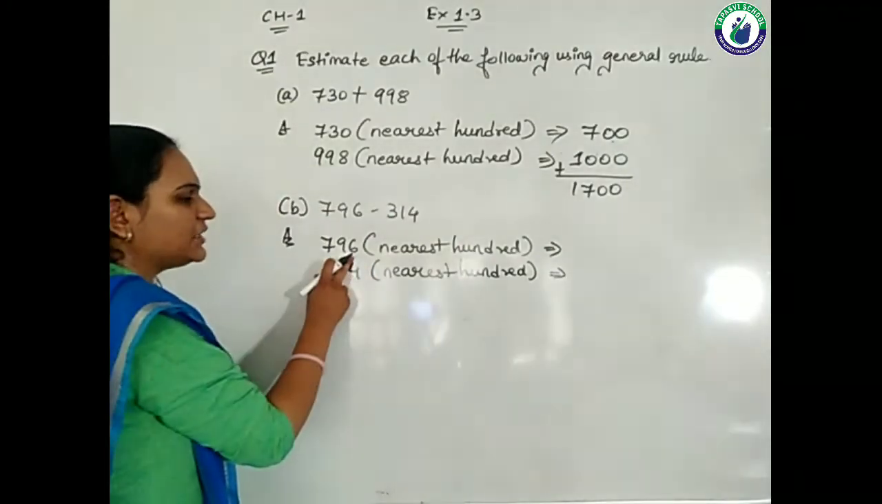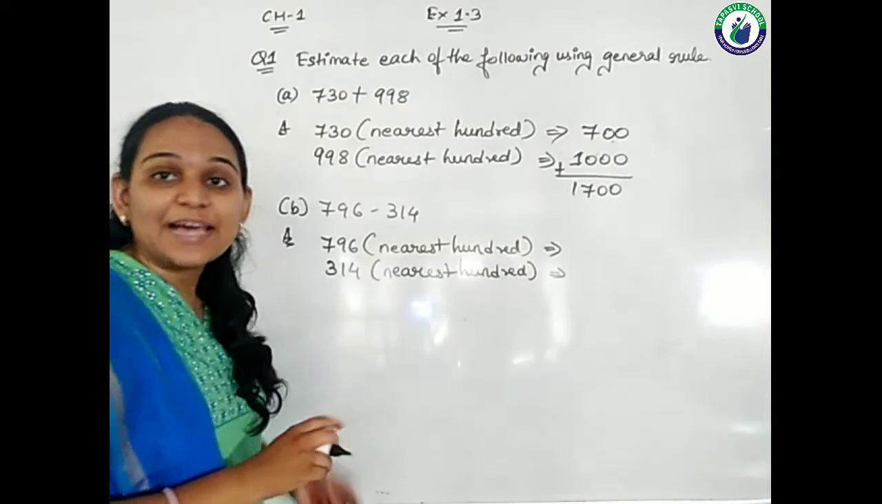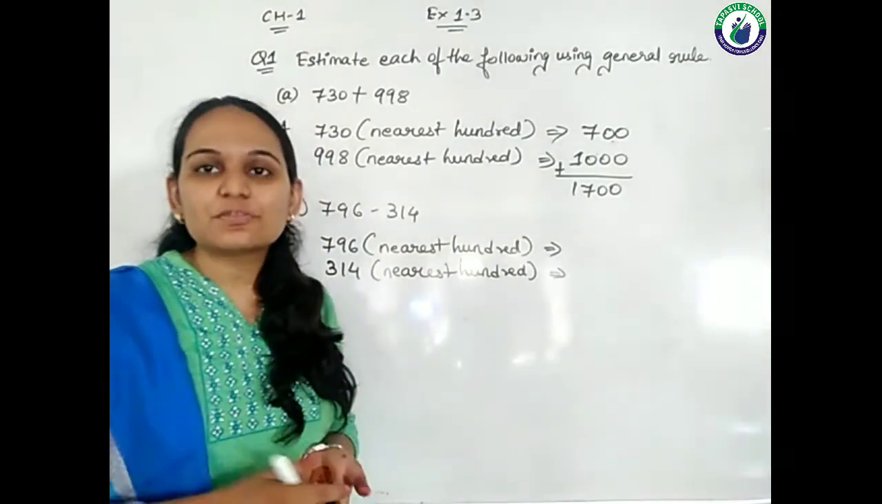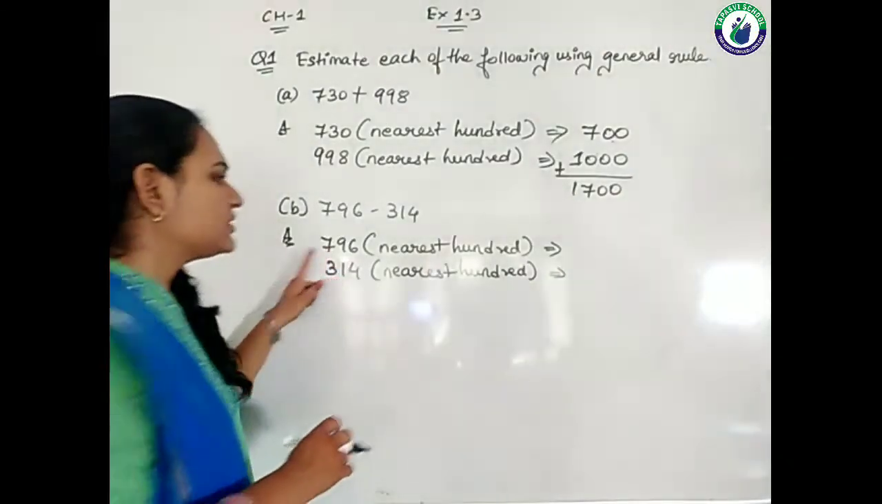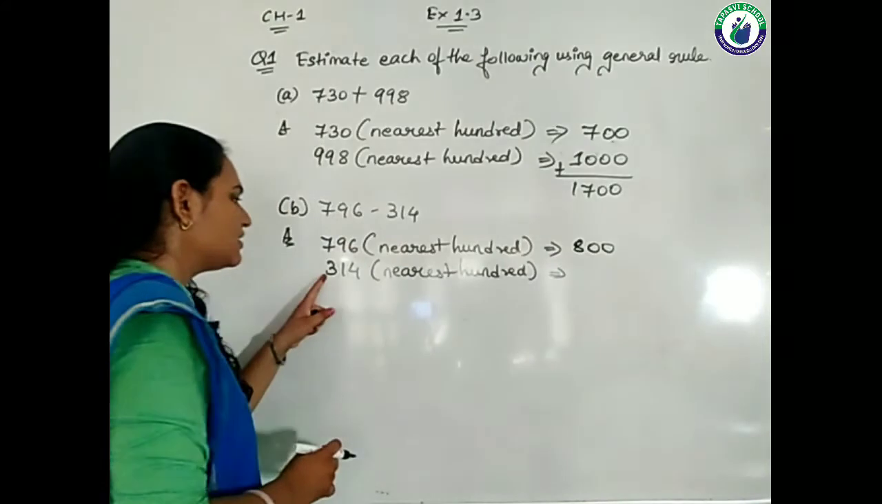So if we round to the nearest 100, the hundreds place digit is 7 and the helping digit is 9. So is the helping digit less than 5, equal to 5 or more than 5? It is always more than 5. So we'll add 1 to this 7. So it will become 8 and the remaining digits will become 0, 0.